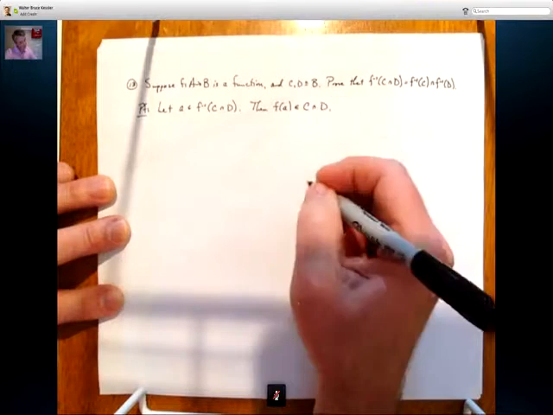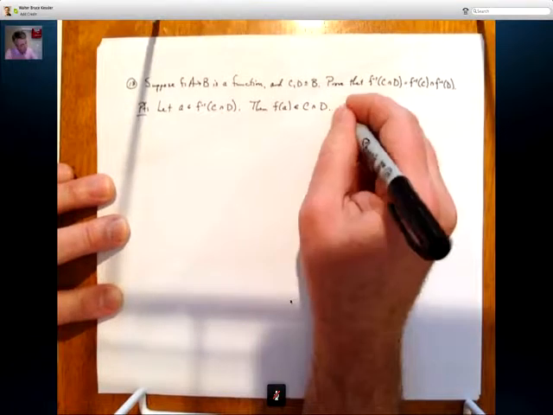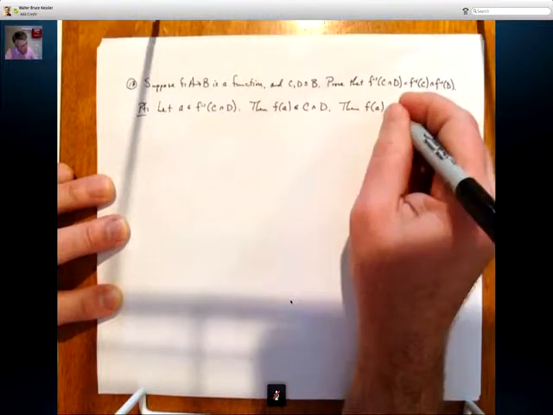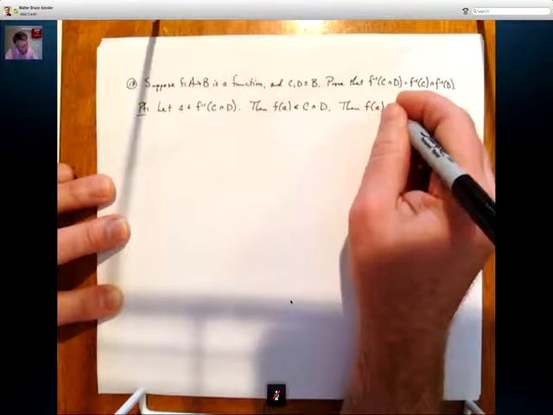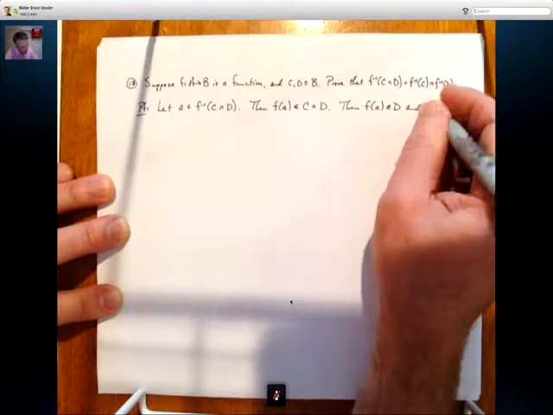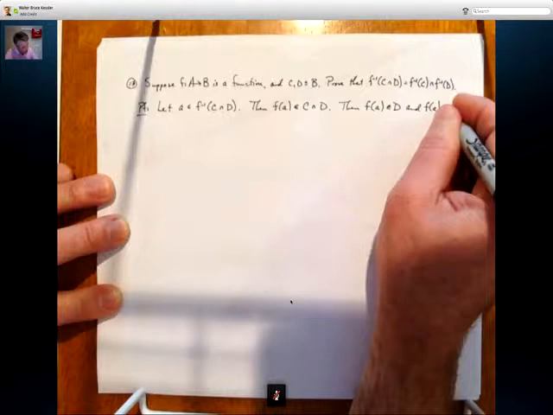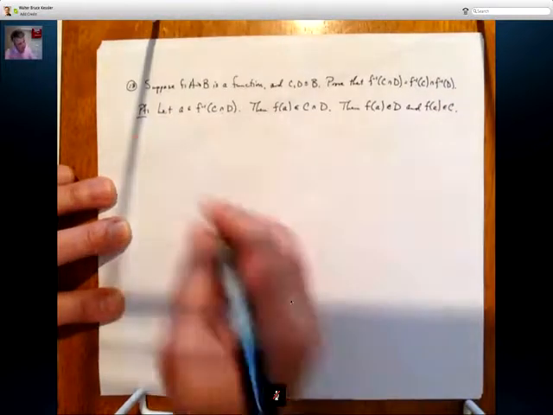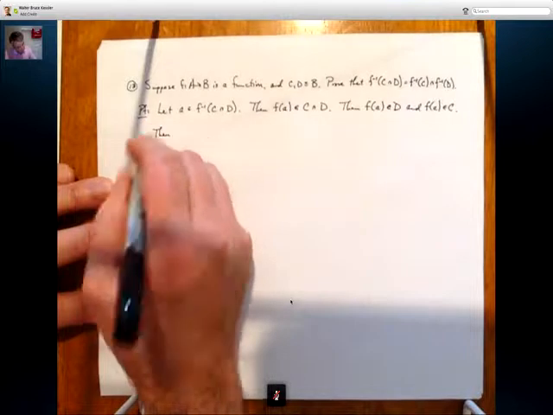Is in C intersect D. But that means then that f(a) is in D and C. I'm sorry, I wrote D first. I don't know why. Okay.